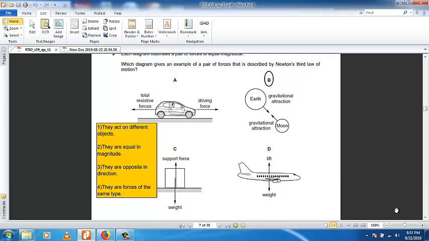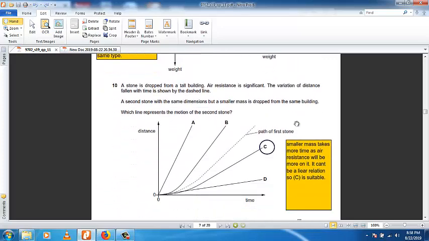So, the two objects, they are equal in magnitude, they are opposite in direction, they are forces of the same type, and they act on different objects. So part P is the answer.